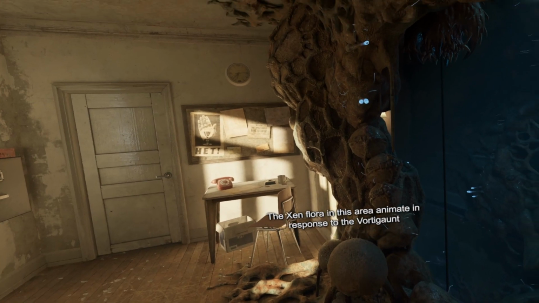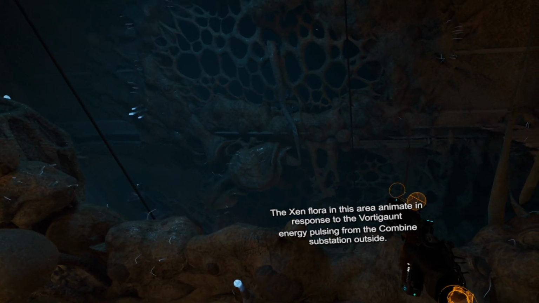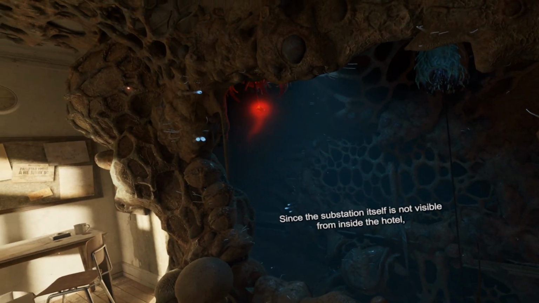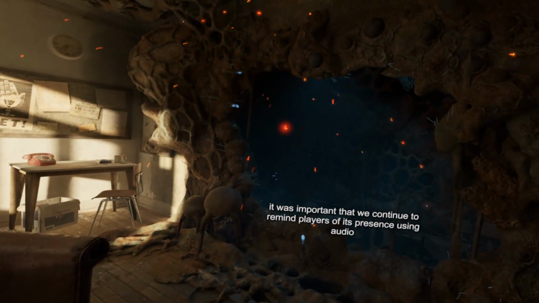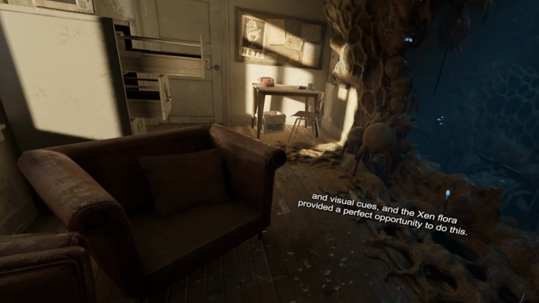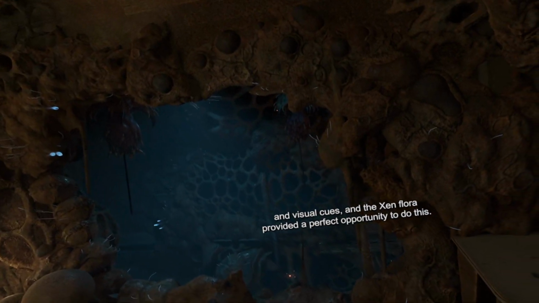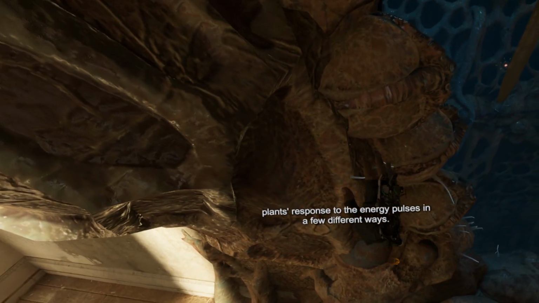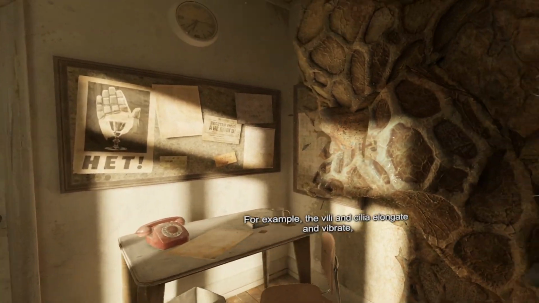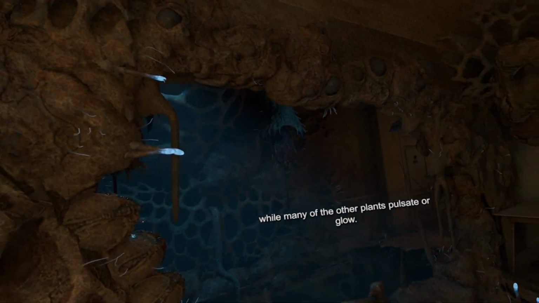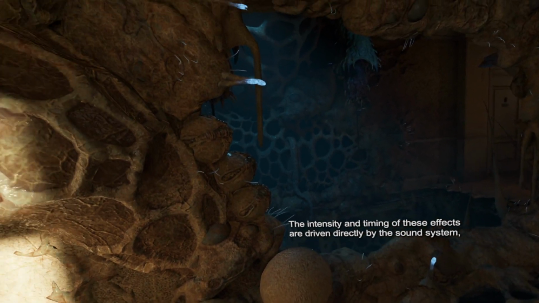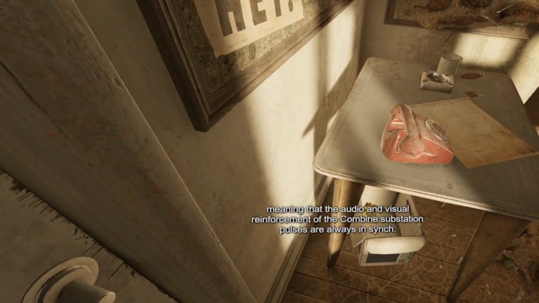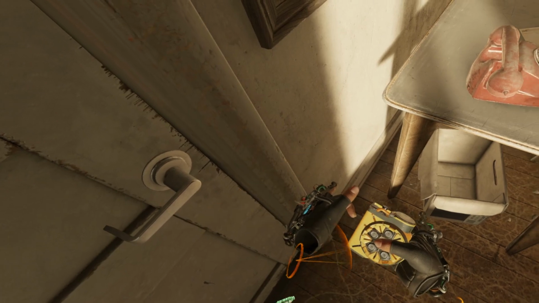The Xen flora in this area animate in response to the Vortigaunt energy pulsing from the Combine substation outside. Since the substation itself is not visible from inside the hotel, it was important that we continue to remind players of its presence using audio and visual cues, and the Xen flora provided a perfect opportunity to do this. The shaders used on the Xen flora help illustrate the plant's response to the energy pulses in a few different ways. For example, the villi and cilia elongate and vibrate, while many of the other plants pulsate or glow. The intensity and timing of these effects are driven directly by the sound system, meaning that the audio and visual reinforcement of the Combine substation pulses are always in sync.